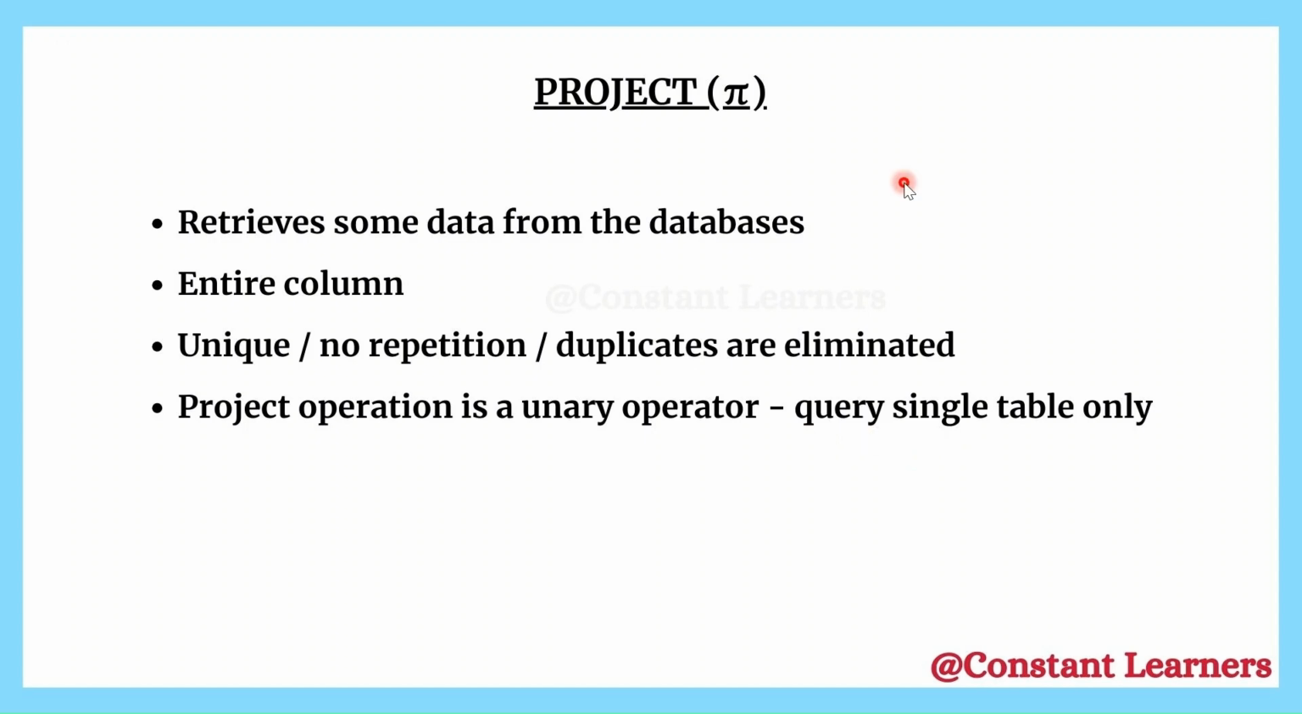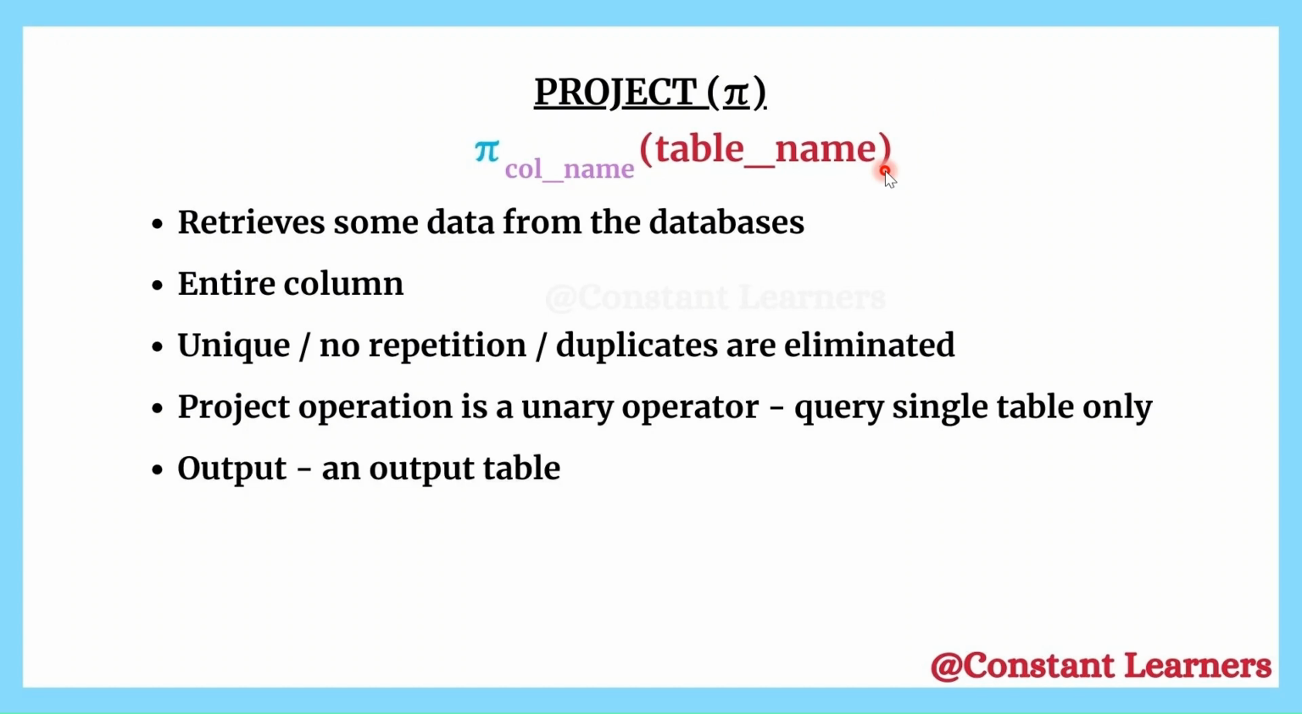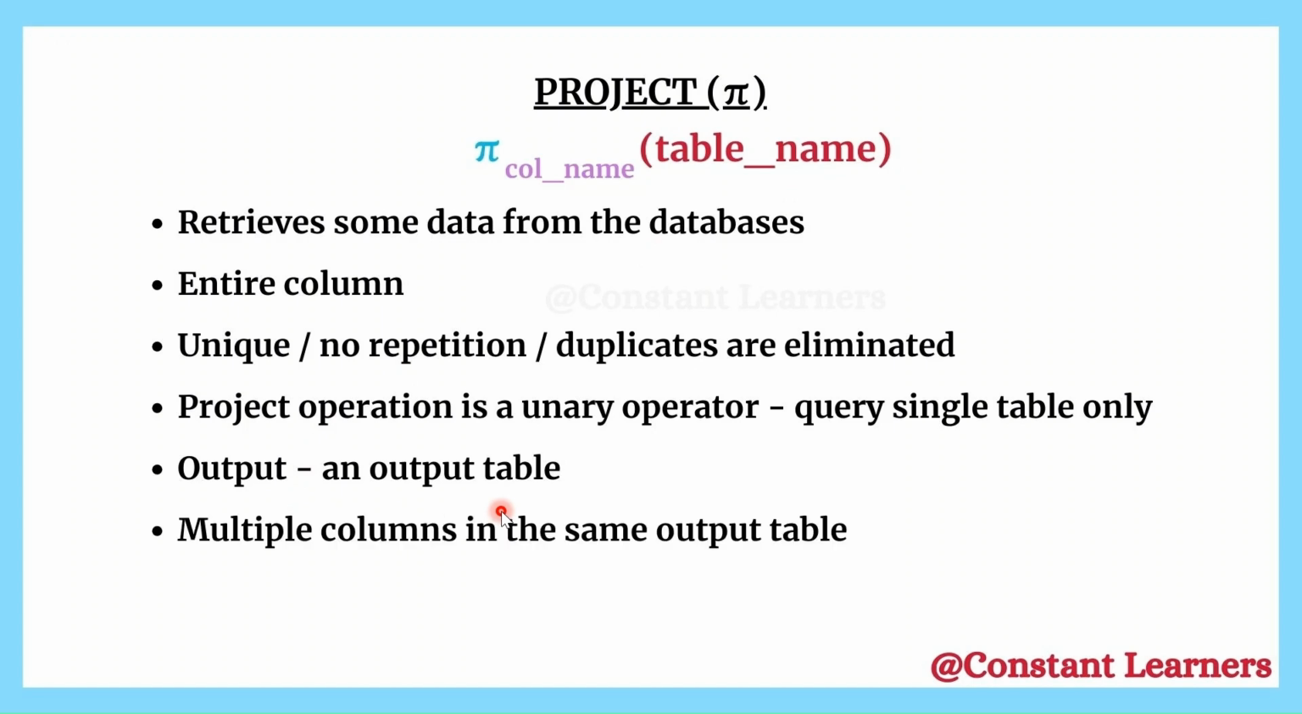And how do we write a project operation? We start with the symbol pi, then in the subscript we write the column name, and finally the table name goes inside the round brackets. The output received is also in the form of a table, right? And we can receive multiple columns in the same output table. We just need to separate the column names with commas like this. So we can write the names of multiple columns here, and we can get multiple columns as the output, right?